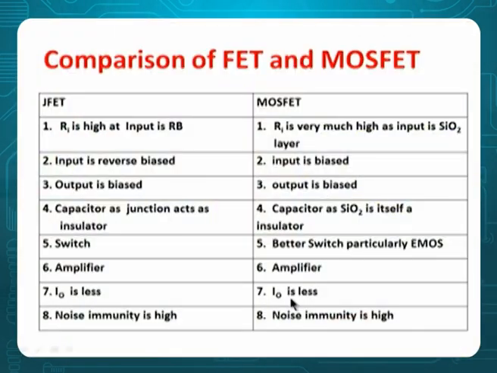As an amplifier, JFET is an amplifier, MOSFET is also an amplifier. In JFET, output current is less, in MOSFET also output current is less. That's one of the limitations of FETs. Noise immunity is high in JFET, and in MOSFET it is also high. So this is the comparison between JFET and MOSFET.